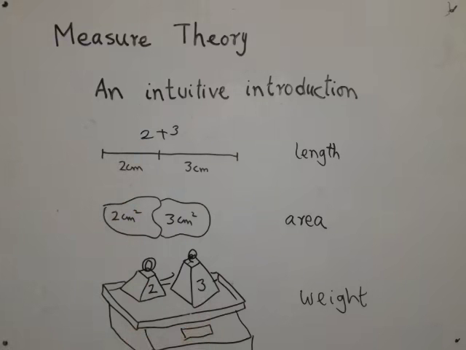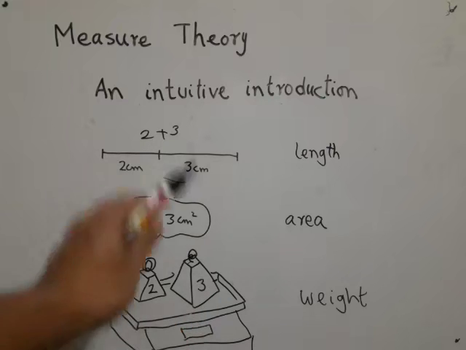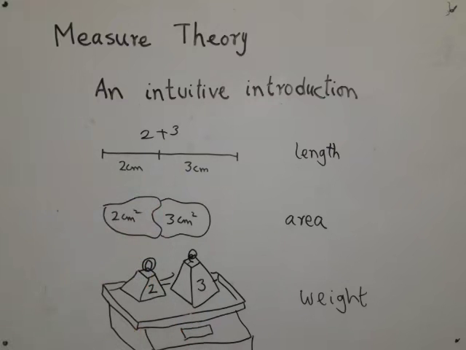The same thing about weight. This is a 2 kilogram and this is a 3 kilogram weight. I put them together on a weight machine. Then what should be the reading? It will be 5 kilograms. Thus, in all these cases, we see that we are adding them up.